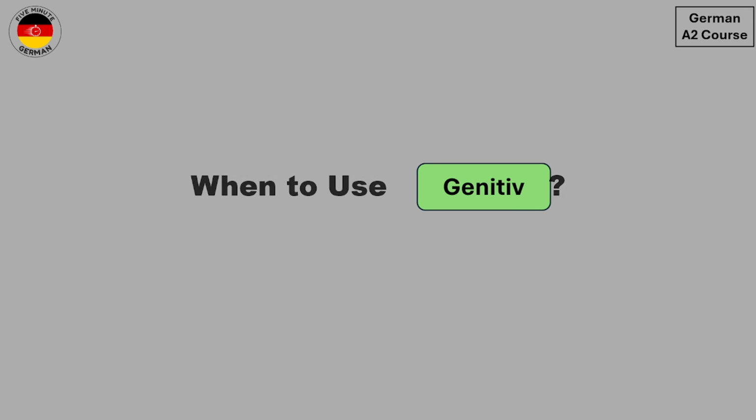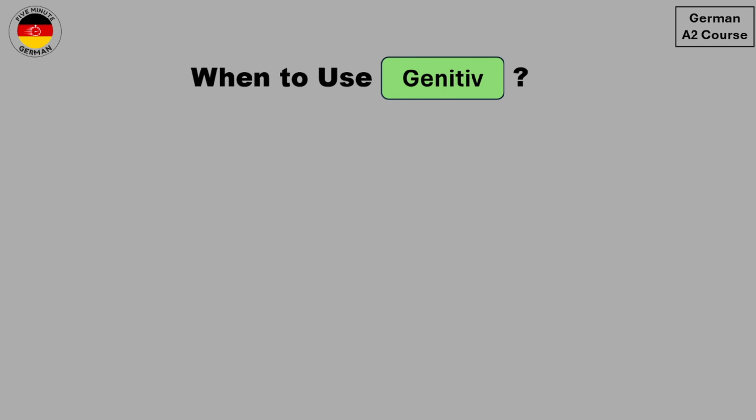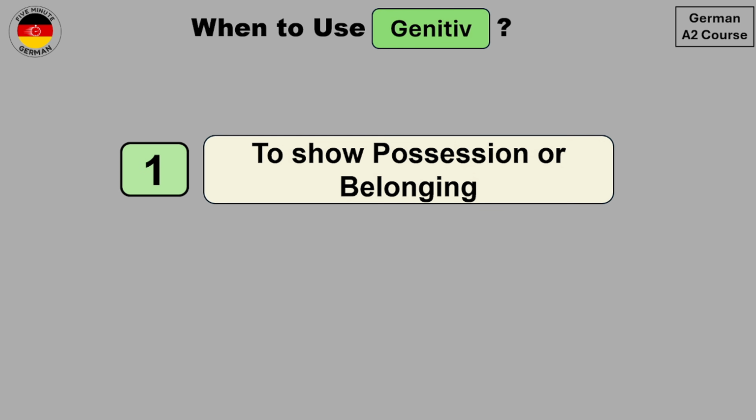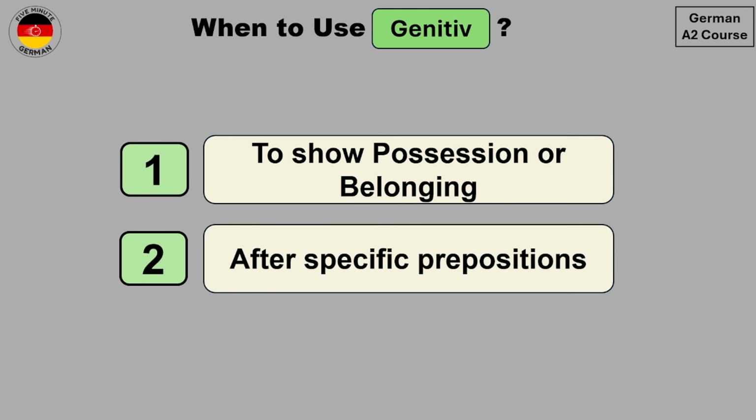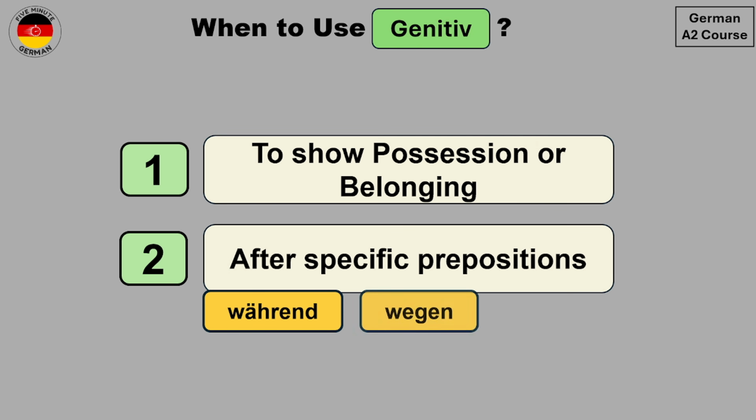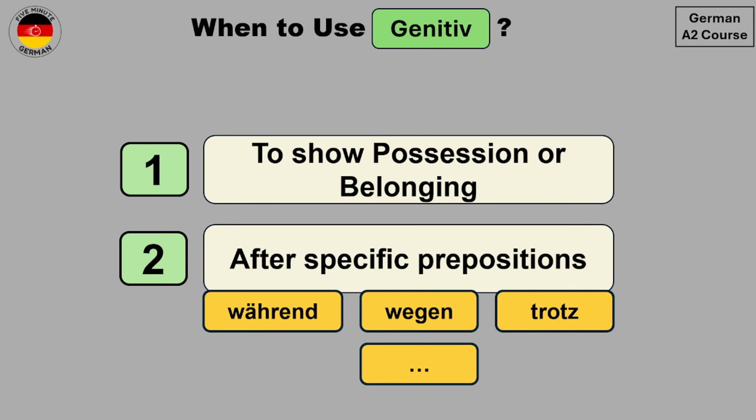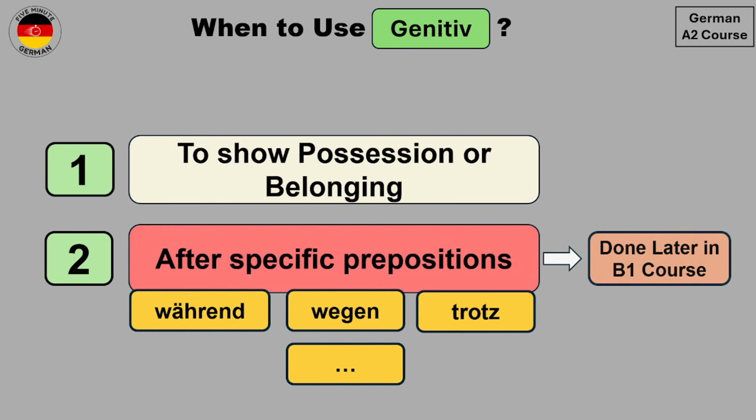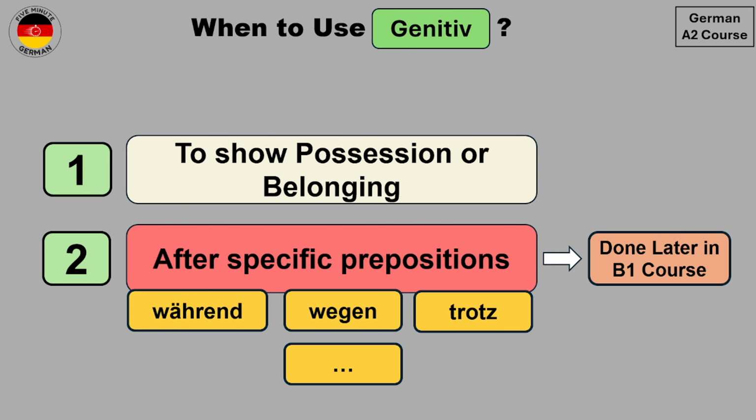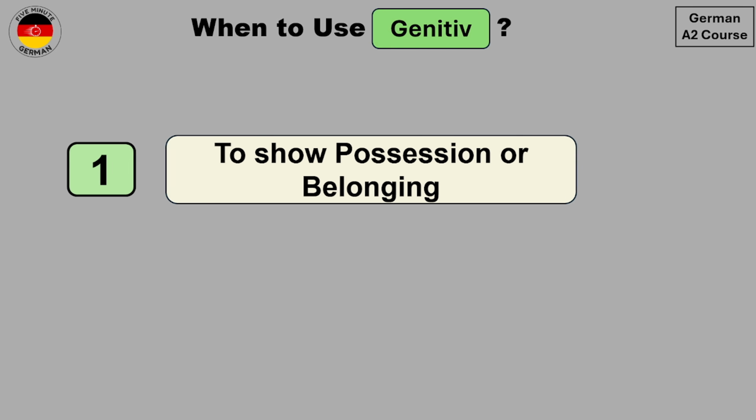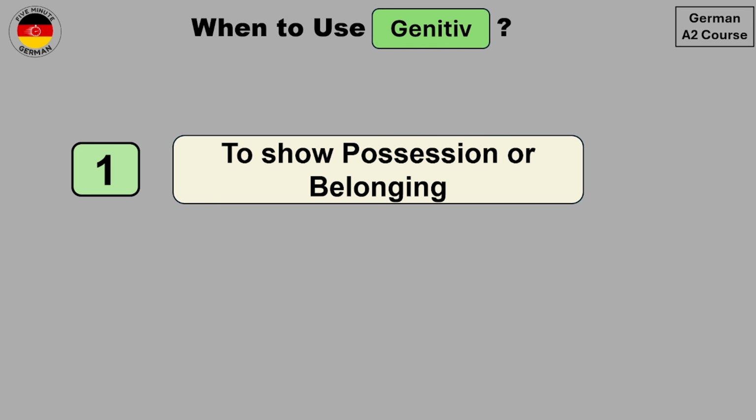So when do we use the genitive case? So the genitive case is used to show possession or belonging and after specific prepositions such as während, wegen, trotz, and so on. But we will not take a look at the different prepositions in genitive in A2 because this is a B1 concept and we will do this later in the B1 course. So in this lesson, our focus will be on how we can use genitive to show possession or belonging, which is also the main use of genitive.